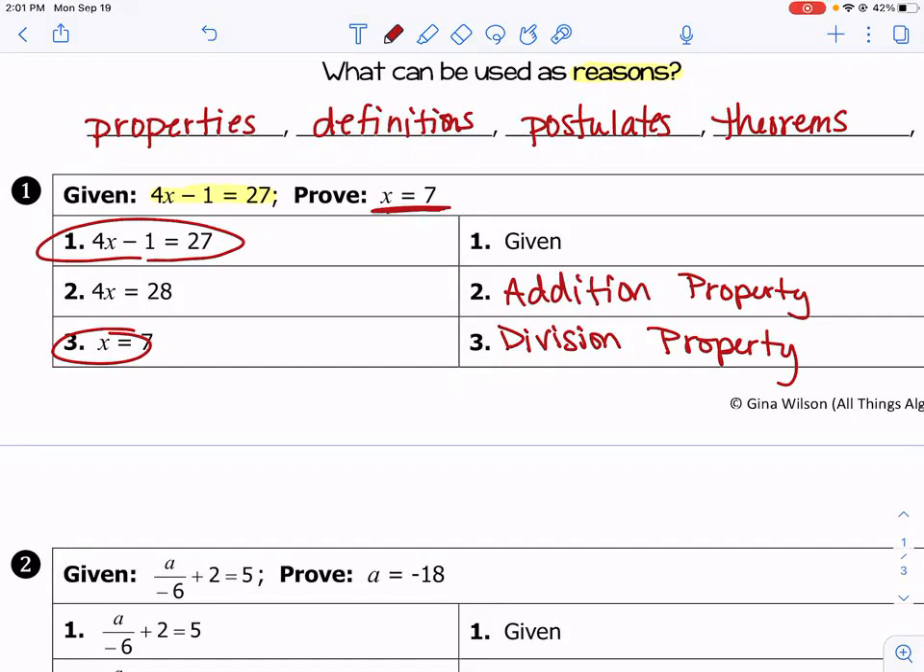So that's what a proof is? This is a proof. That's all it is? I thought you had to write it there. This is a 2-column proof. We have columns. We have a column of statements and a column of reasons.